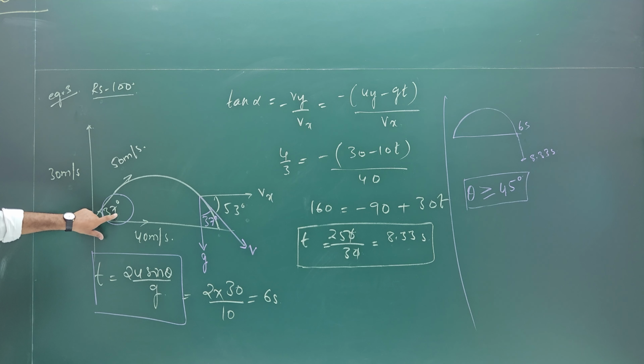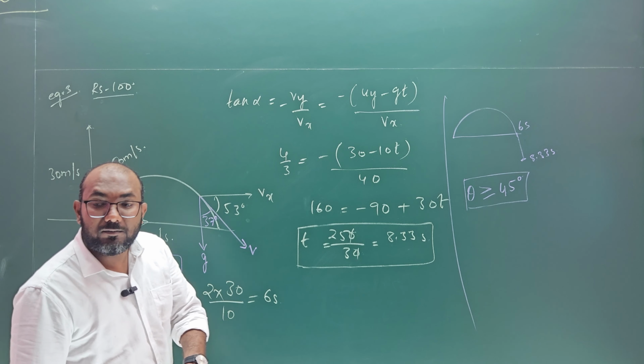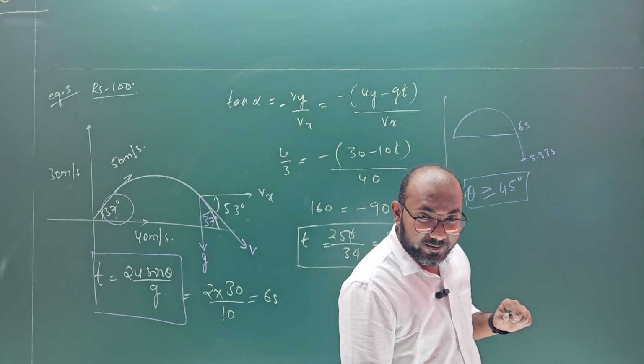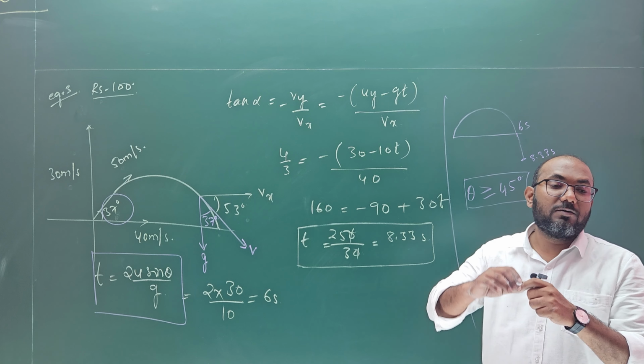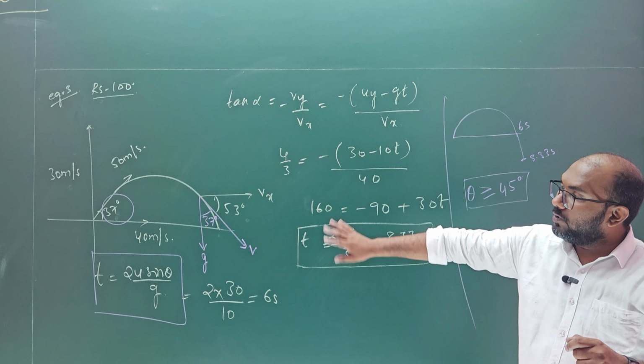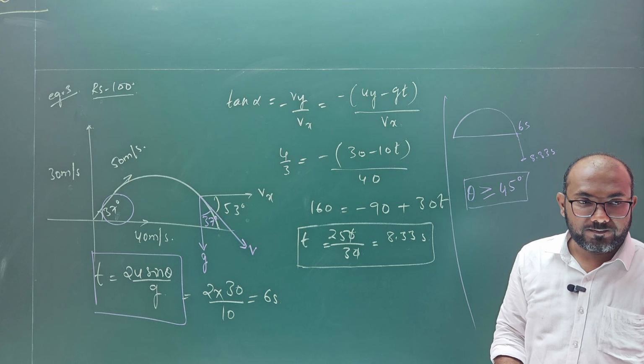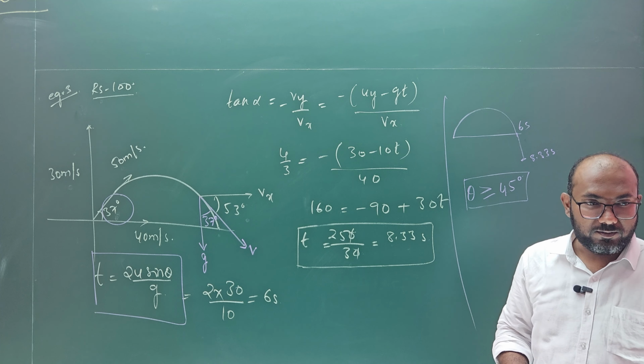So this theta should be greater than 45 degree or at least equal to 45 degree. This is only applicable for ground to ground projection only. When we are projecting the object from a height, then no need to check this also. Got my point? Now you can write.